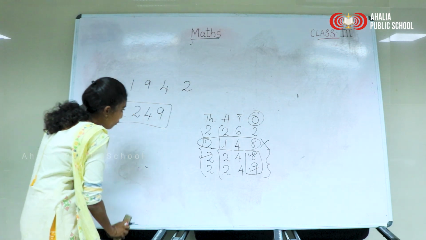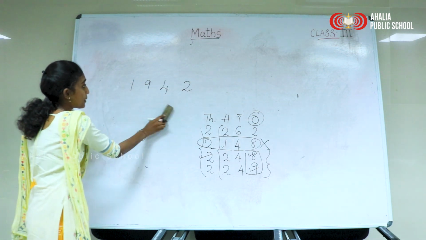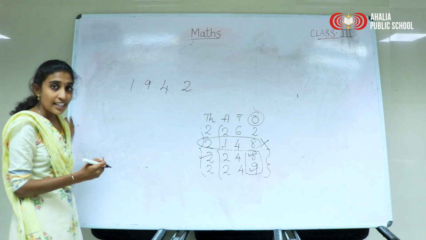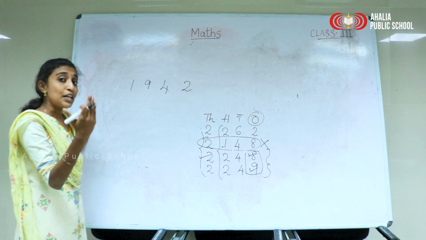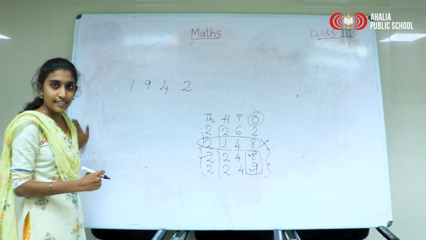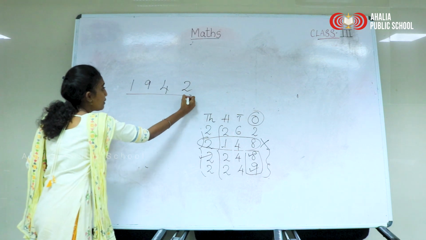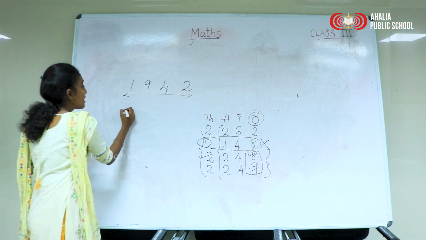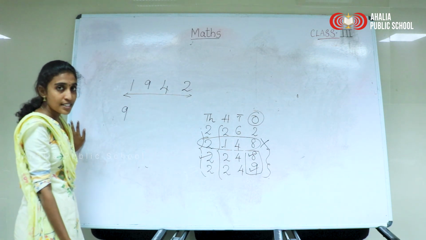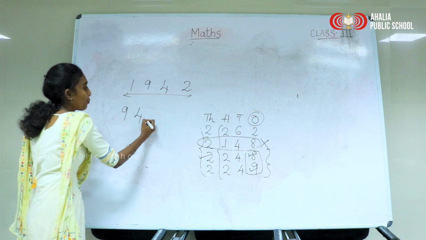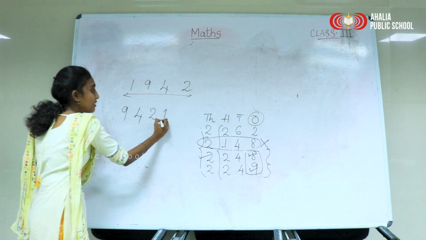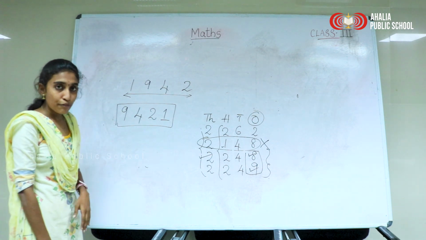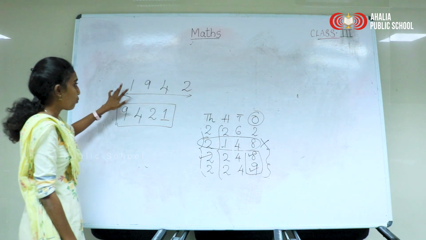And then how will we form the greatest 4-digit number from the given numbers? We will arrange the numbers in descending order. അതായത് greatest കണ്ടുപിടിക്കണമെങ്കിൽ വലിയ നമ്പറിൽ നിന്നും ചെറിയ നമ്പറിലേക്കാണ് എഴുതേണ്ടത്. So how will we find the greatest 4-digit number that can be formed using these 4 digits? First the greatest number, which is 9, and then 4, and then 2, and then 1. So this is the greatest 4-digit number that can be formed by using these 4 digits.